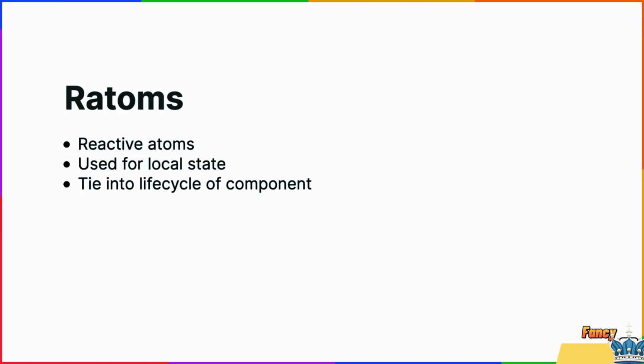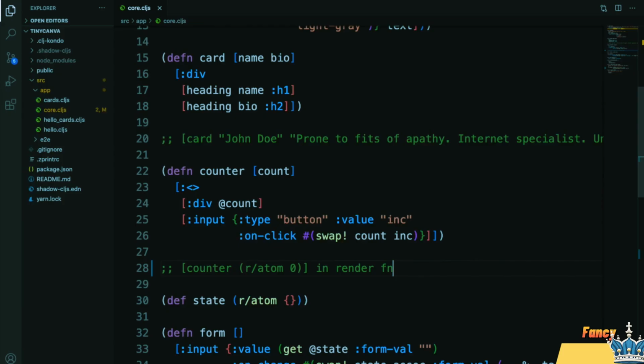Reactive atoms, also known as ratoms, are special atoms that tie into a component's lifecycle. Here we have defined a counter component that accepts a reactive atom. This component can be rendered using the form counter or ratom 0. Each time count changes, the component will be re-rendered. When we generate an app using create-cljs-app, a component similar to this one is generated automatically. You can check its source code in the app.hello namespace. A ratom behaves just like a usual atom in terms of the API.